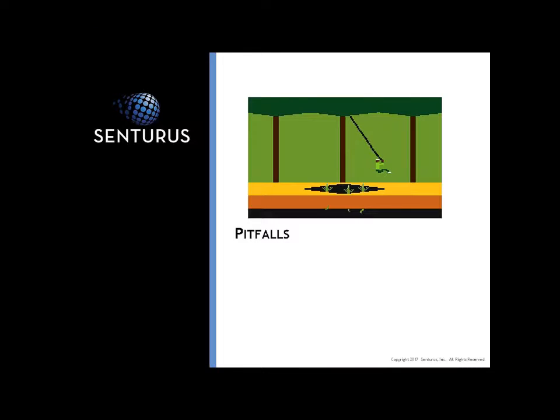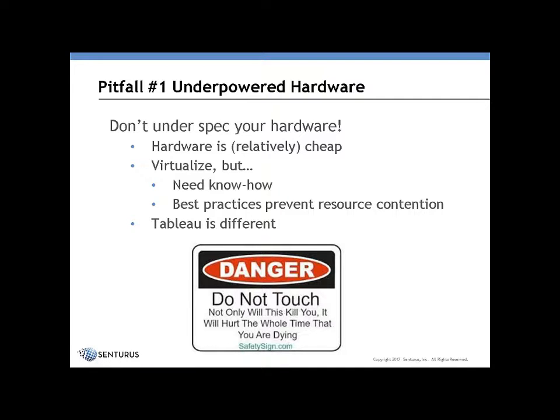Let's discuss what some of the pitfalls are that we've seen in deployments that we have helped out with. Pitfall number one is really underpowered hardware, first and foremost. There's no good reason to underspec your hardware. Hardware is relatively cheap, and given that Tableau supports virtualization, and I even have a link at the end of the presentation to a white paper on virtualization from Tableau, it's very important that you have virtualization know-how and implement best practices to prevent performance degradation and or resource contention.